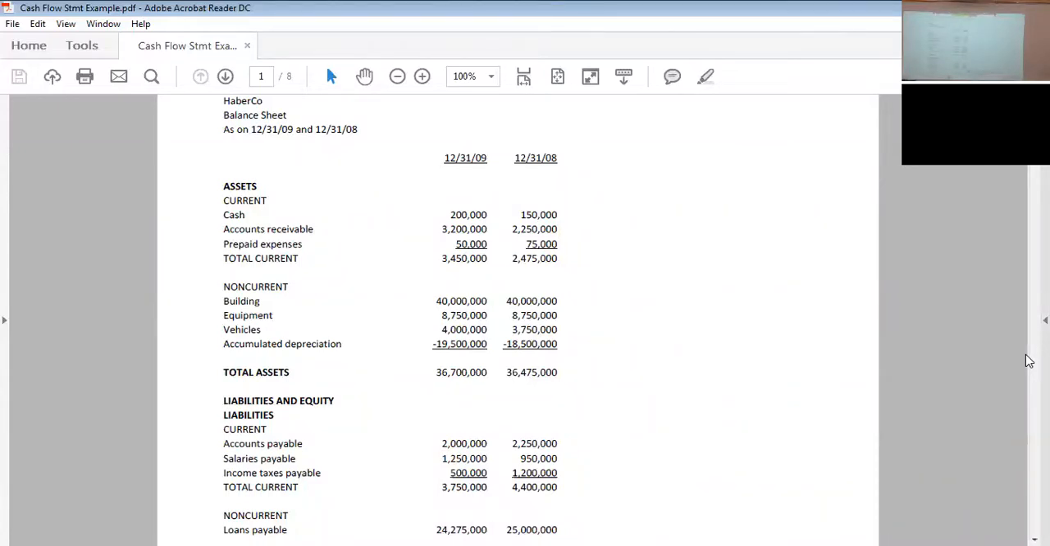Can you see the spreadsheet? Yes. Okay. This is also in Blackboard.